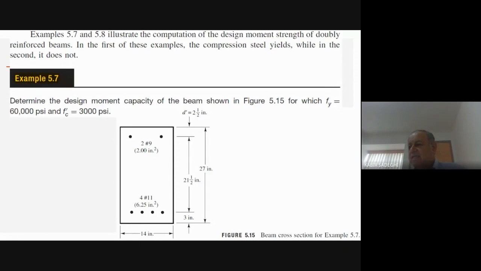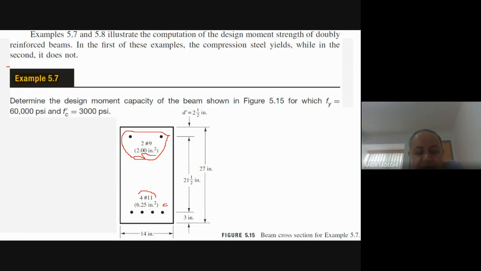First example: determine the design moment capacity, Mu, of the beam shown in the figure, for which Fy is 60,000 psi and F prime c is 3,000 psi. Therefore, you see that in this section we have a rectangular section, doubly reinforced. The compression steel number and size is given, number 9, and you find As from the table. The tension steel is also given, number 11. You find the area from the table, remember.